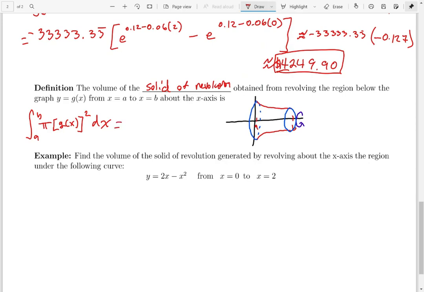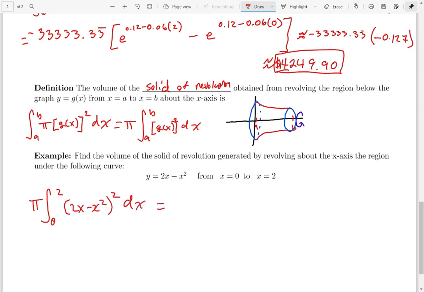Now, of course, this will simplify as pi times the integral from a to b of the function g of x quantity squared dx. And so you can simplify it in that fashion. And so then we get that to find our solid volume, that's going to be pi times the integral from 0 to 2 of our function 2x minus x squared quantity squared dx.